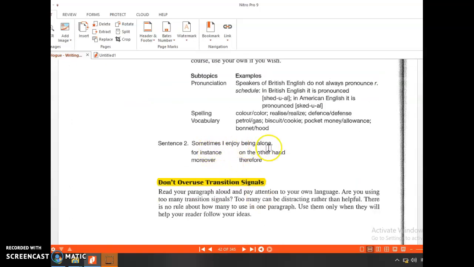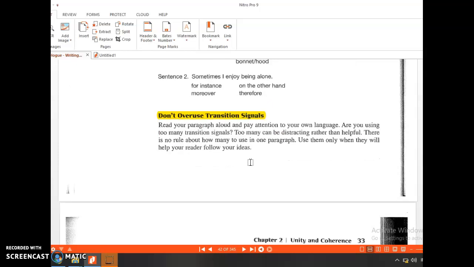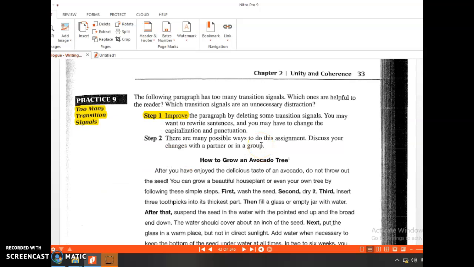The second: sometimes I enjoy being alone. Okay, I think this one is easier for you, but it's all up to you. Even though you have to use transitional signals, do not overuse them. Do not overuse means you may not use them too much. Too many transition signals is bad. Do this exercise. Follow step 1 only. Do not do step 2 because you need to discuss it with your partner, and I think it takes time. So just do step 1.